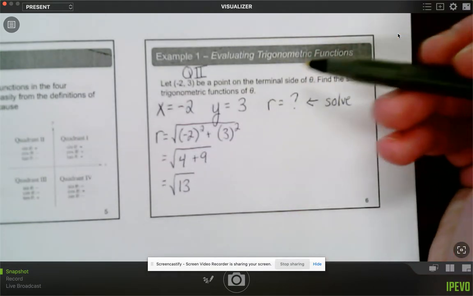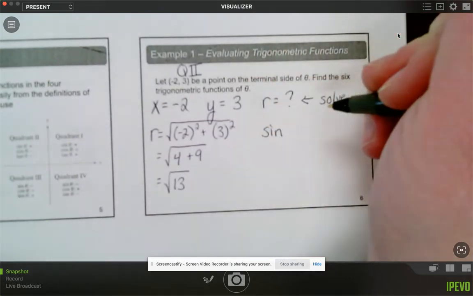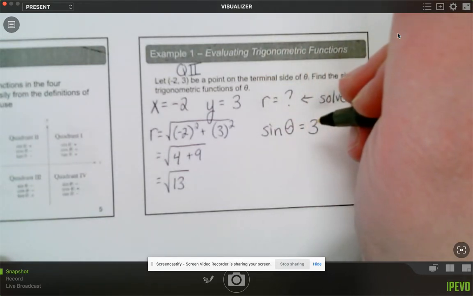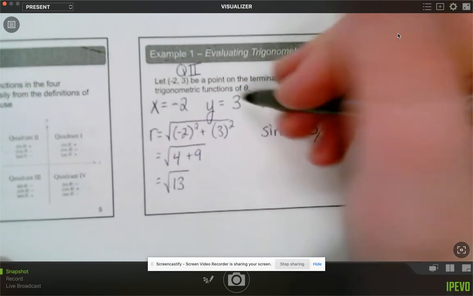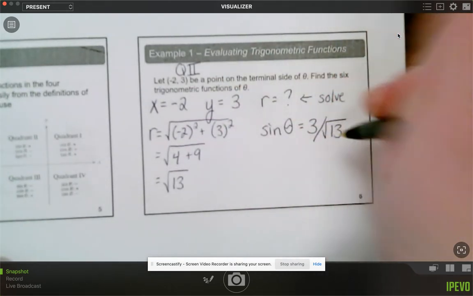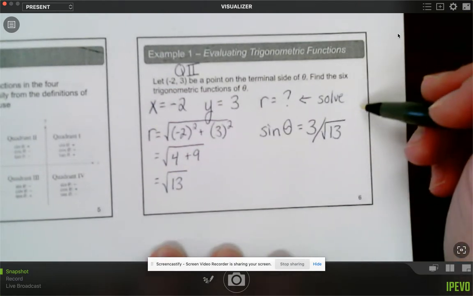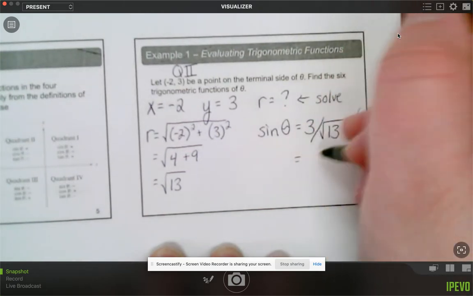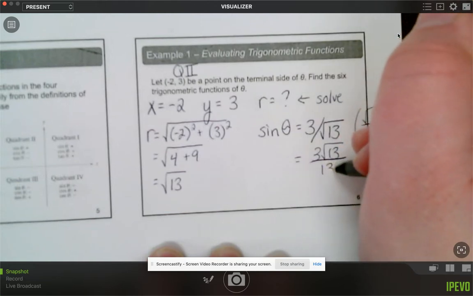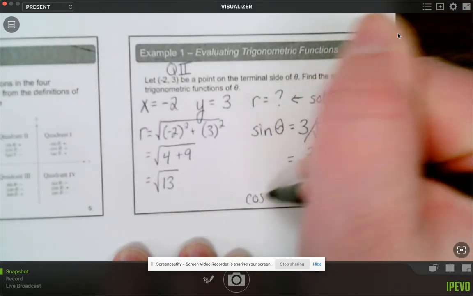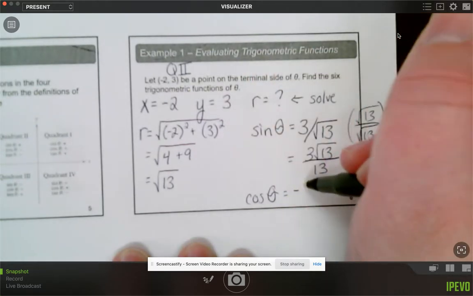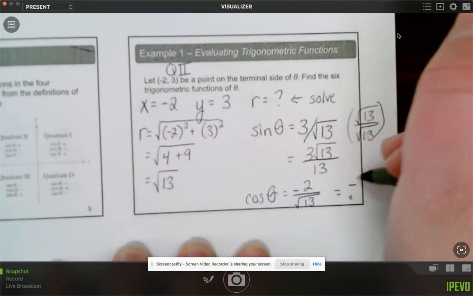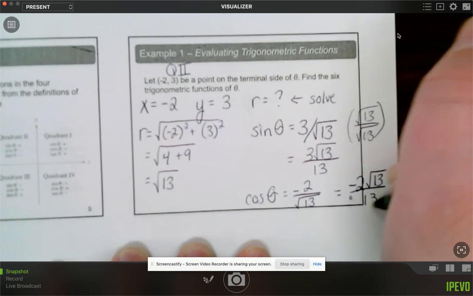Okay. All right, so find the 6 trig functions. Sine of, we'll call it theta, equals, sine is always the y value, so that's 3 over r, the square root of 13. Okay, I need to rationalize this, so I multiply by square root of 13 over square root of 13, and I get 3 square root 13 over 13. That's sine. Cosine is the x value over r. Again, you need to rationalize. When you do that, you get negative 2 square root of 13 over 13.